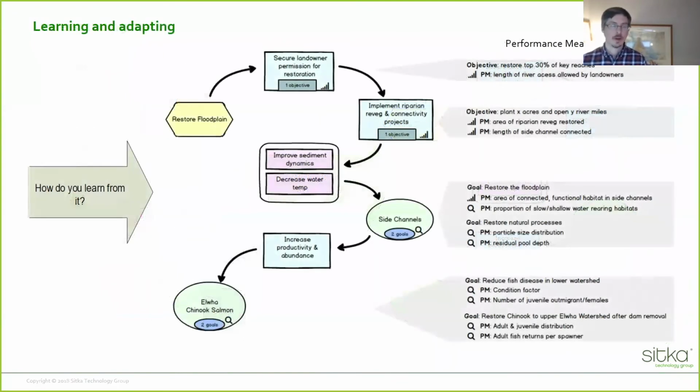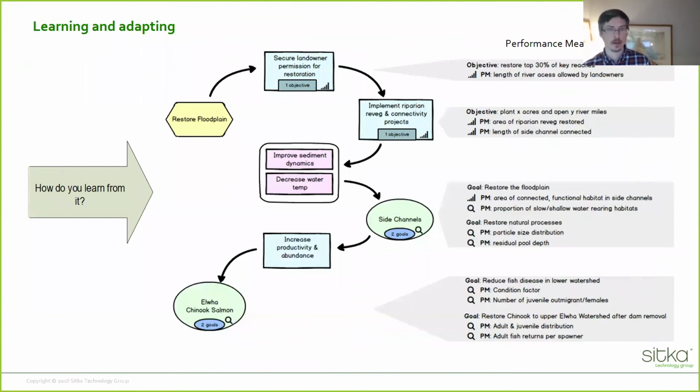Beyond just building understanding, we want to learn and adapt. So how do we start to learn from this information? One key technique that we've seen, and I know many of you work on every day, is managing performance measures. So given our results chain that's defined earlier, what objectives and goals are we going to track? And how are we going to put together performance measures that indicate how we're doing against those objectives and goals?